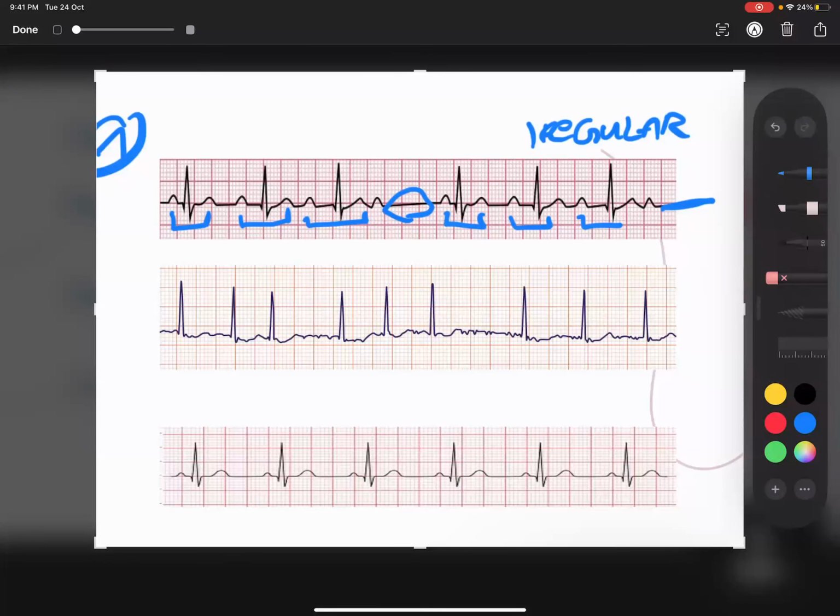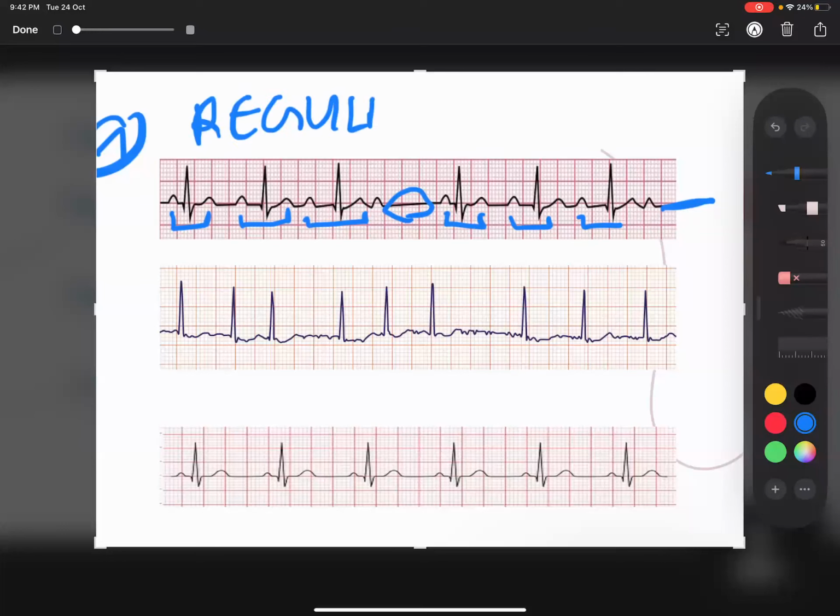Don't try to identify what it is. I don't care what it is. Type 1: regularly irregular. Basically it is irregular, but we can regularly see this not normal thing. So it is regularly irregular. This is not the normal sinus rhythm, but it's kind of regularly happening, okay?